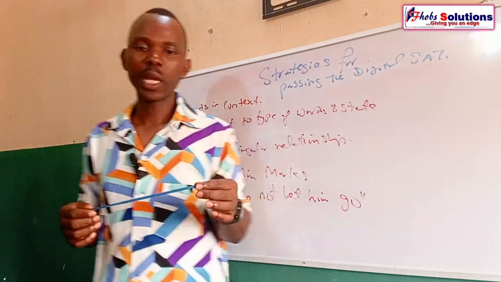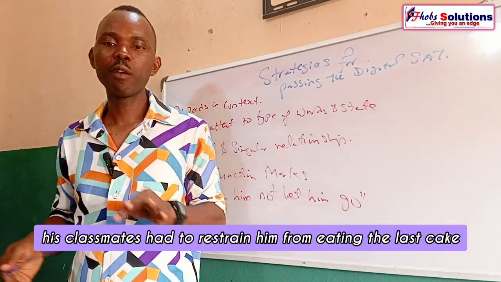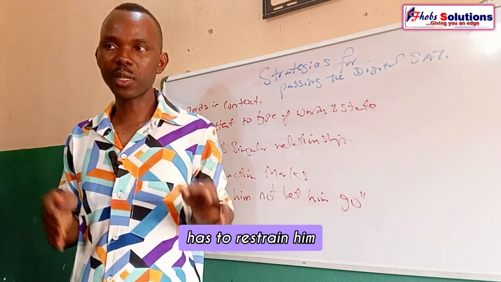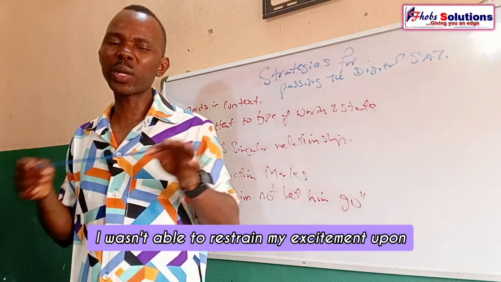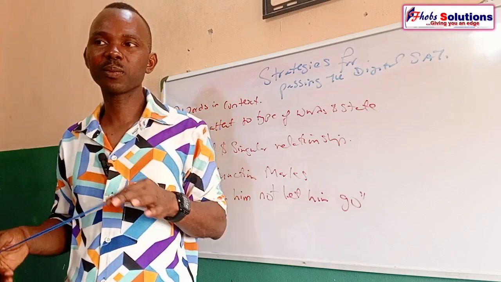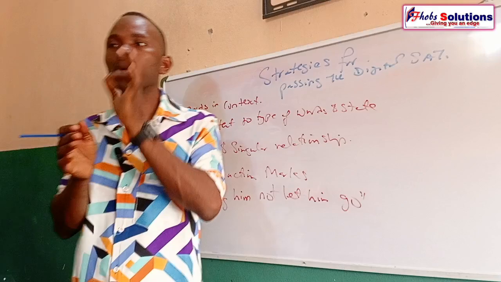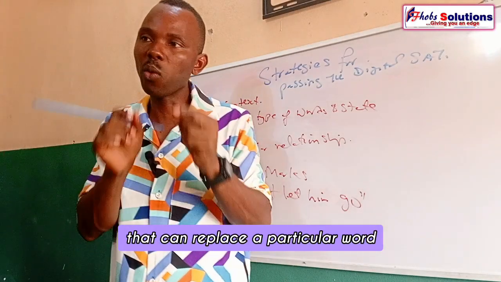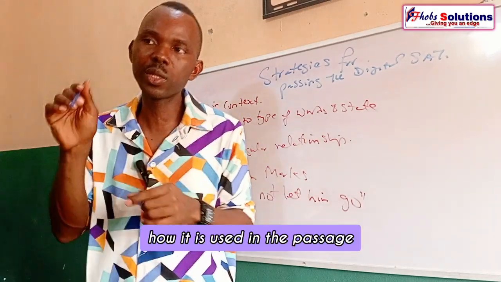So, for example, if you say something like, his classmates had to restrain him from eating the last cake. Now, it's different when you say something like, I wasn't able to restrain my excitement upon winning the tournament. You understand that? Because of the way they are used in the sentence. So the thing is that when you are to look for the word that can replace a particular word, don't just pay attention to the general meaning of that word. Pay attention to how it is used in the passage.